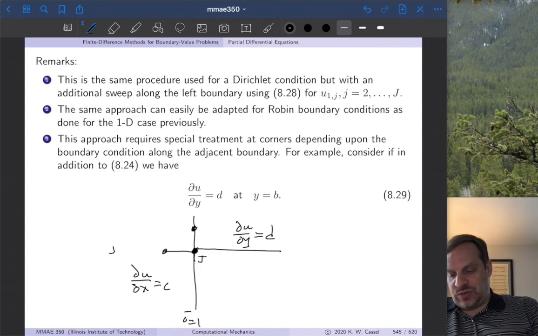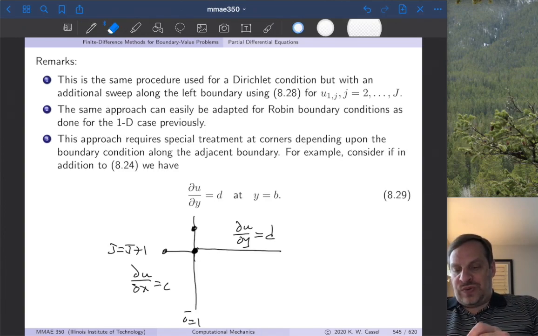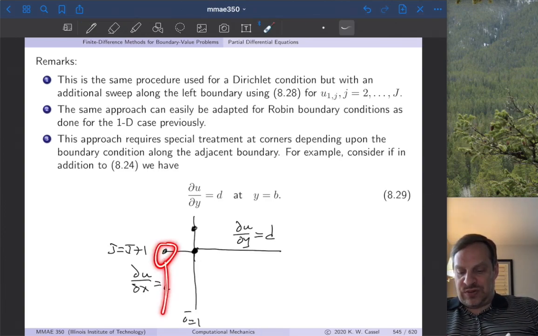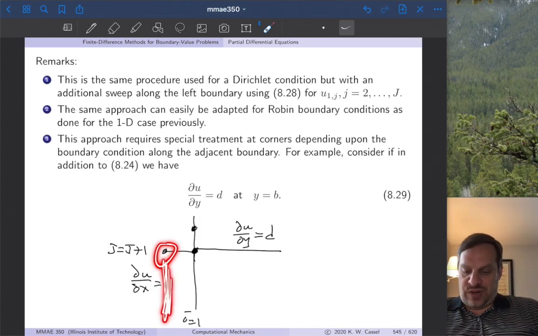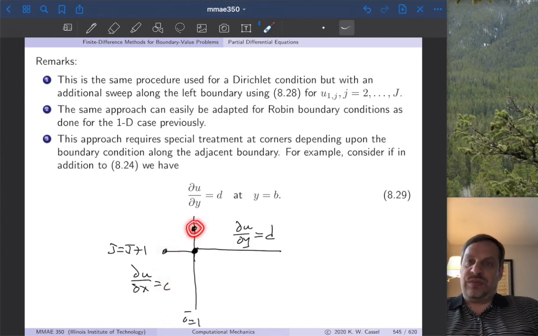J is capital J plus 1. So we've already dealt with this fictitious point here, because that's the same as along this left boundary. Now we need to deal with this one. To get the points along the top, we do exactly the same process as along the left. But now what about this corner? For the corner we have to eliminate both this point and this point. We've already eliminated this point. Let's now eliminate this point. Okay, so here we go.